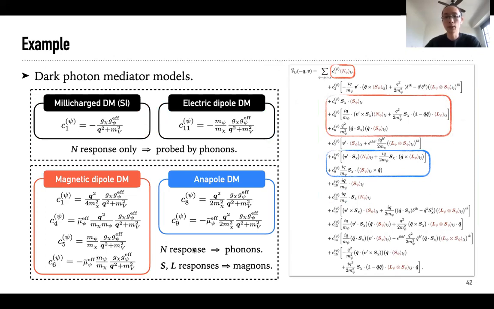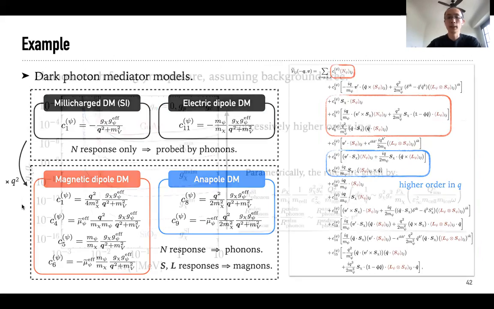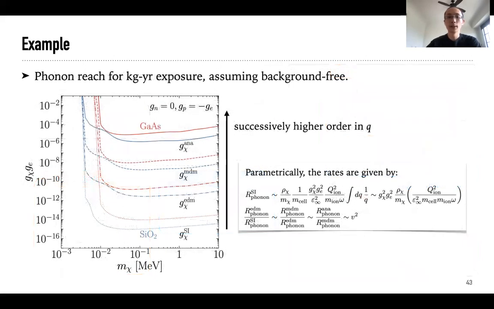And in addition to the coupling to the particle number, we also have couplings to S and L, which means that these can drive magnon excitations. And again, we can look at the power counting and notice that the anapole model is higher order compared to the magnetic dipole model. And also comparing the first two models and the last 2 models, we see that there is a Q² suppression going from the first 2 to the last 2. So all these power counting arguments will translate into a hierarchy in the projected sensitivity.